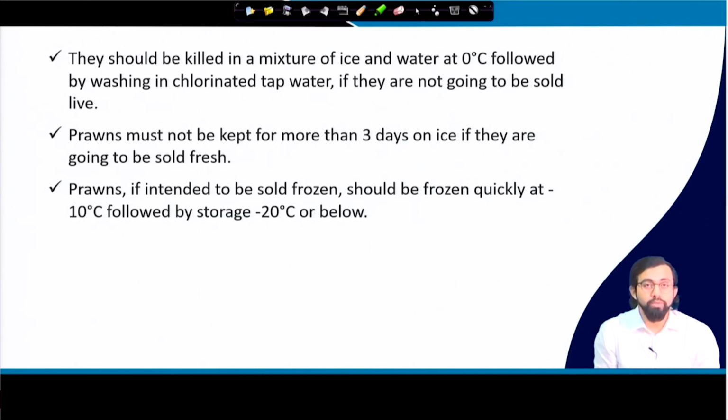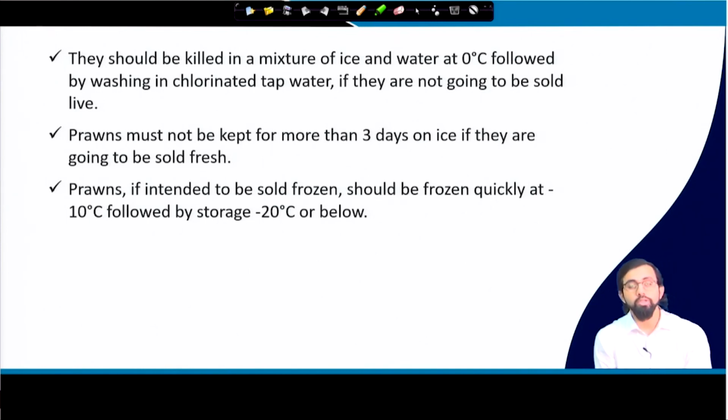Why should they be killed in a mixture of ice and water at 0 degrees Celsius? It's a kind of thermal shock. Okay, hypothermal shock. So this hypothermal shock is needed as a less cruel way of killing them, and it can keep them in an almost intact condition before they are consumed by humans or used for any other purpose.